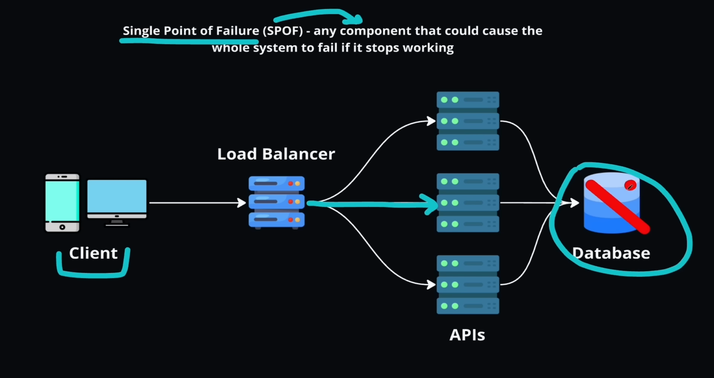Whenever this database goes down, all of these APIs won't be able to connect to the database, and because of that, all of these also won't function properly, and our clients won't be able to receive any response from the servers. So having single points of failure in your system is problematic because they can create vulnerabilities.